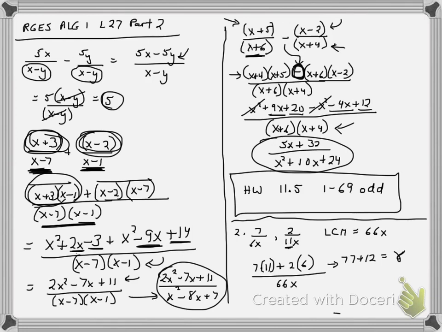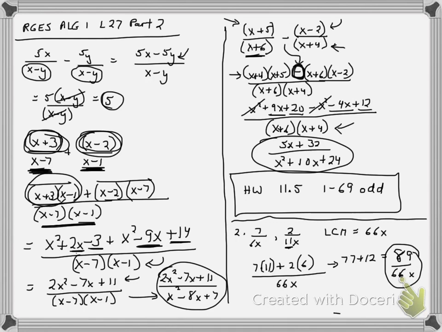89 over 66x. Okay. Make sure, once you've added, you might be able to cancel. Could I divide by 2? Could I divide by 3? No. Could I divide by 11? No. So this is finished.